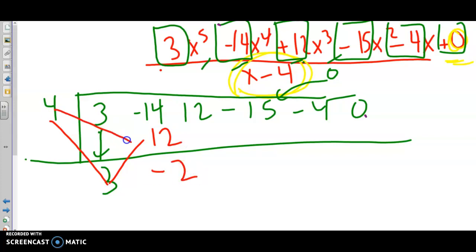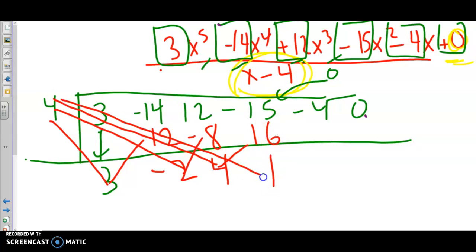And again, we multiply diagonally here. We get negative 8. We put that up here. Combine 12 and negative 8, and we get 4. Multiply diagonally again. We get 4 times 4. That's 16. Combine that again, and we get 1. We have 4 times 1. We get 4. We combine negative 4 and positive 4. That's 0. 4 times 0 is 0. We put that 0 here, and we get 0.